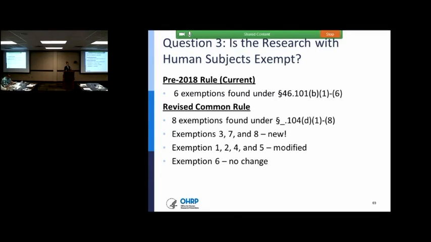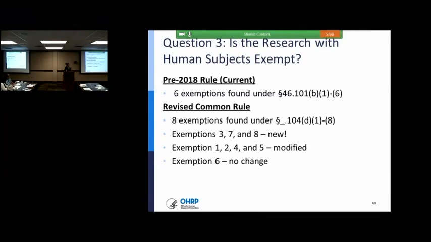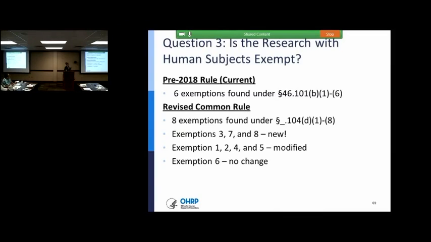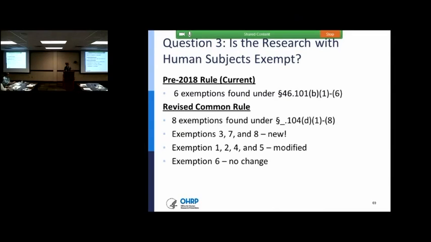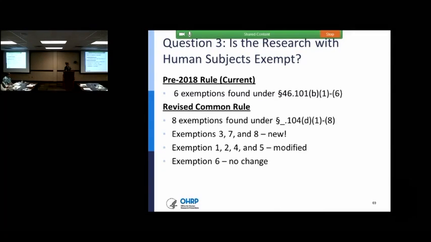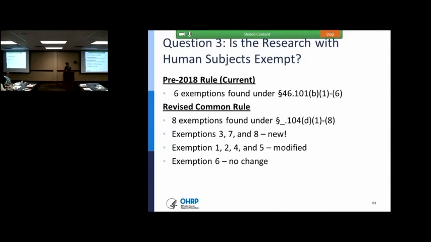So question 3, right? And this is where we look at whether or not the human subjects research that we're thinking about is exempt from the regulations. Right? This slide is actually just a really brief overview of the major changes that are occurring in the area of the exemptions. So the pre-2018, or I keep calling it the current, for the time being, common rule, had 6 exemptions, and this just shows you where they were found in the regulations.